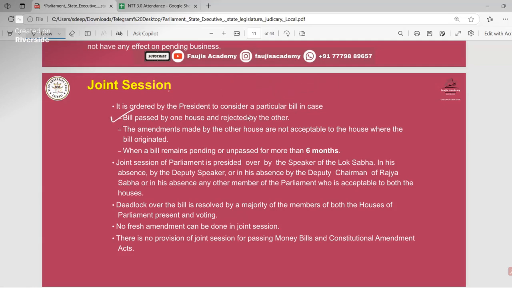When the bill is passed by one house and rejected by the other house, if it is passed by Lok Sabha and rejected by Rajya Sabha, then a joint sitting will be called to debate and resolve the dispute between the houses.